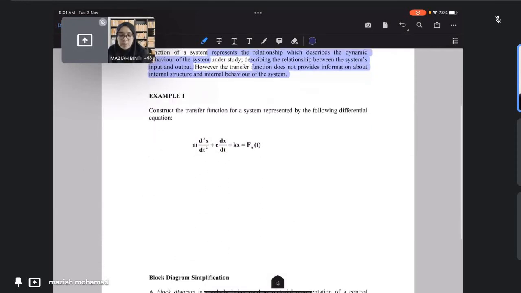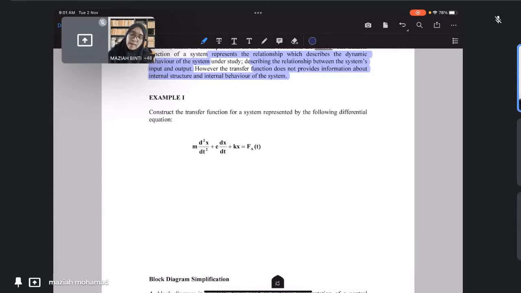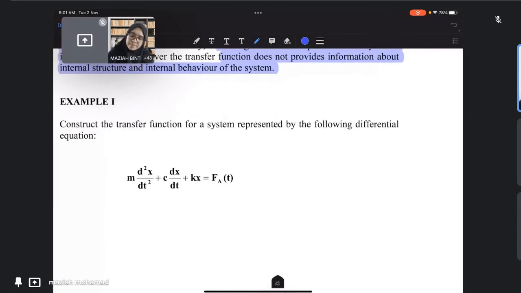All right, so let's consider a transfer function that is represented by the following differential equation. Okay, so this is the transfer function. Here, x is the output. Okay, FA is the input.